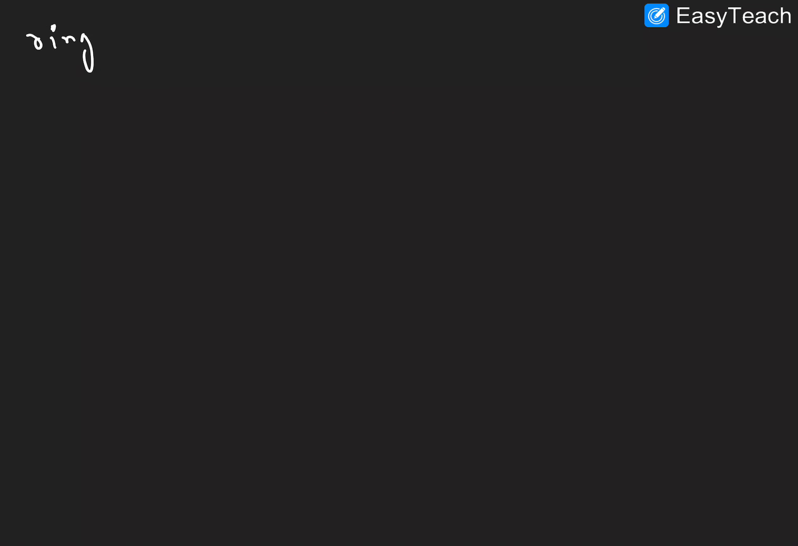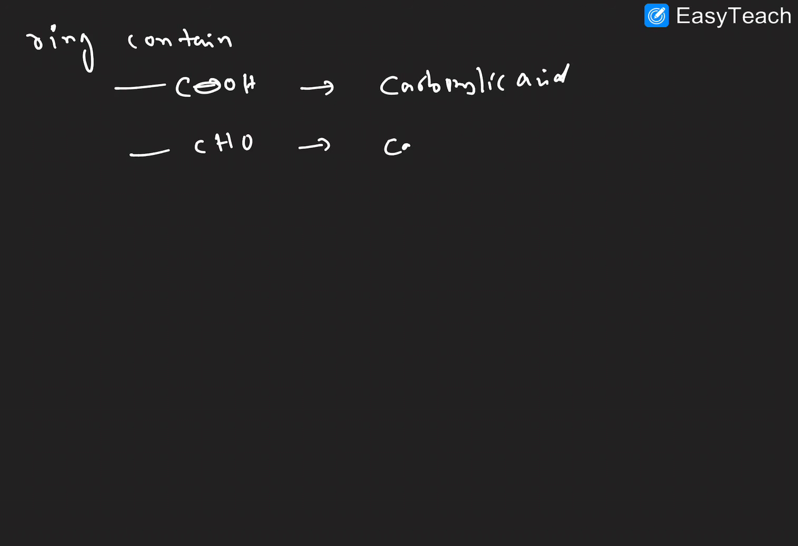Next one, one important rule here: ring containing. A COOH group is there, no? This ring is containing it. So what name can we call in the suffix here? Carboxylic acid. The ring containing an aldehyde is called carbaldehyde.